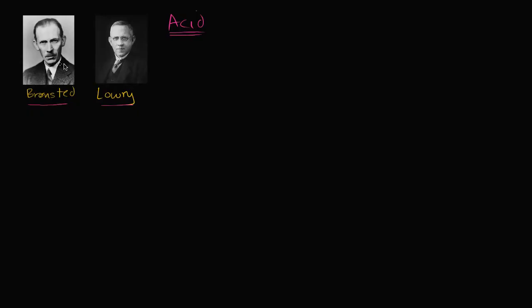And this is a picture of Brønsted, this is a picture of Lowry, and they came up with this acid-base definition in the 1920s. So we're going to do the Brønsted-Lowry definition of acids and bases. So according to them, an acid is a proton, or instead of writing proton, we could actually write hydrogen ion donor. So why is a proton and a hydrogen ion the same thing?